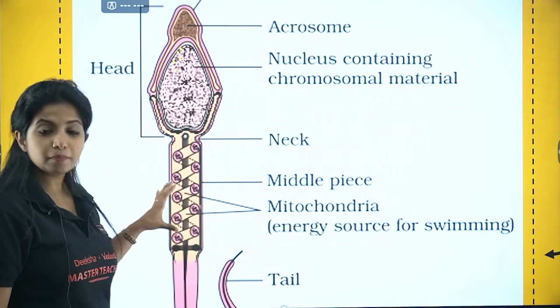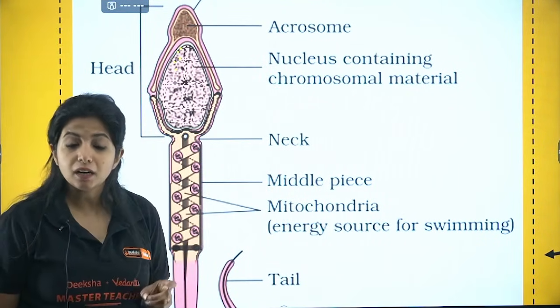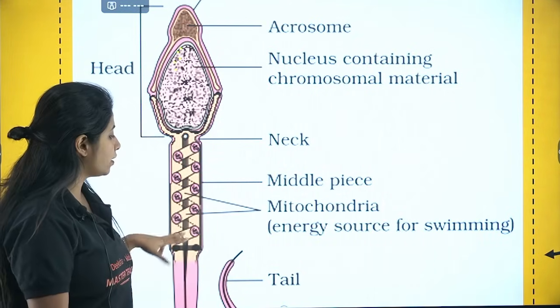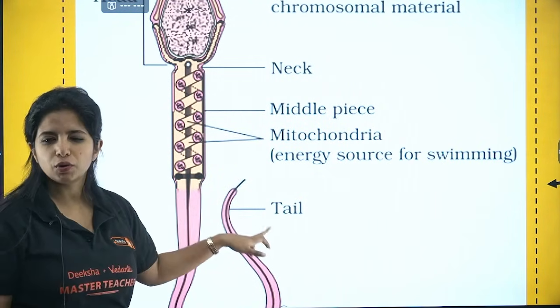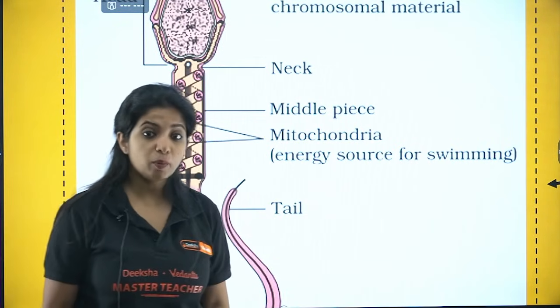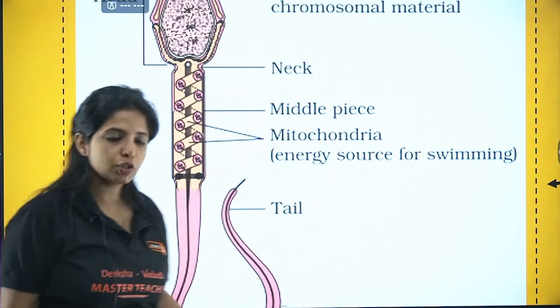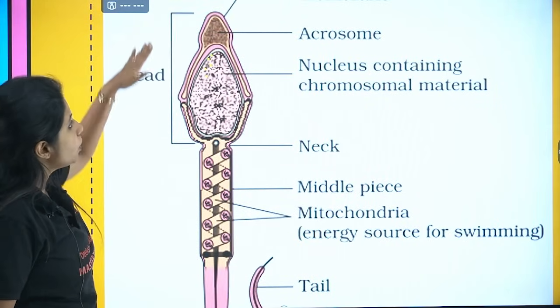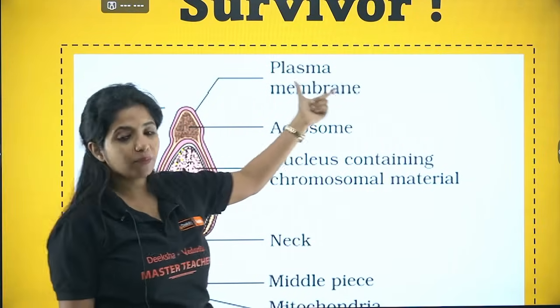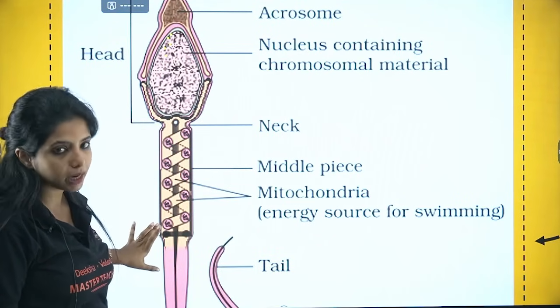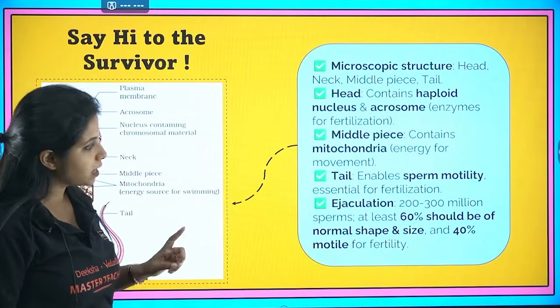What do you talk about the middle piece out there? Middle piece basically has lots and lots of mitochondria. Why? Because this mitochondria is going to help with the movement of the tail. And without movement of the tail, do you think sperm can move ahead and go into the ampulla region? No. Which is why it is super important. And all of the structure is covered by plasma membrane. You need to know that. Okay, the diagram can be asked, please know that.